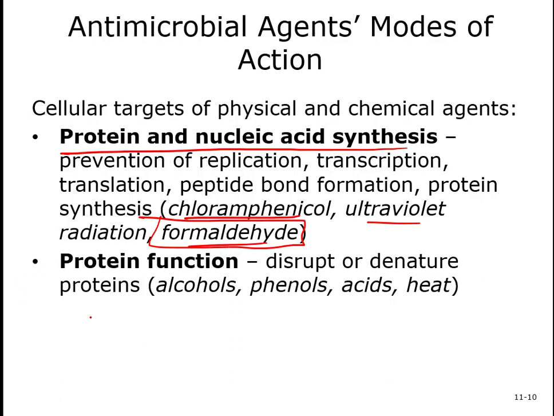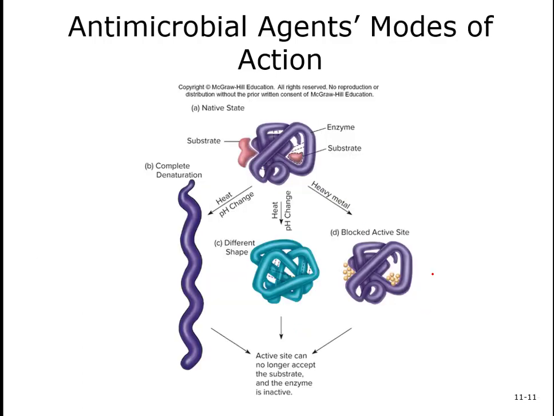And then the final target is actually destroying proteins themselves, destroying fully formed proteins. A lot of chemicals act to destroy proteins. For example, alcohols, phenols. You find phenol in, for example, Lysol, acids, and heat. There's three main ways that these agents can destroy the protein. The first, for example, heat or acid, does what's called denature the protein.